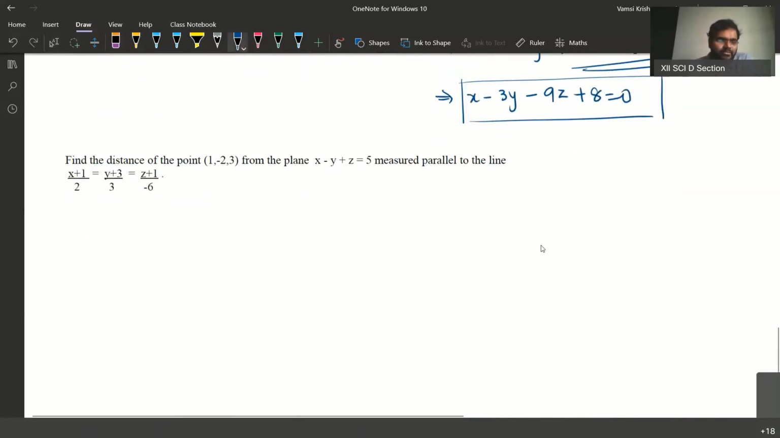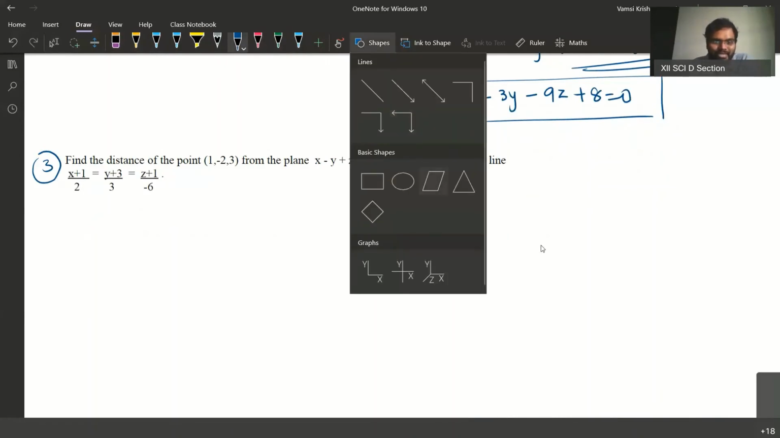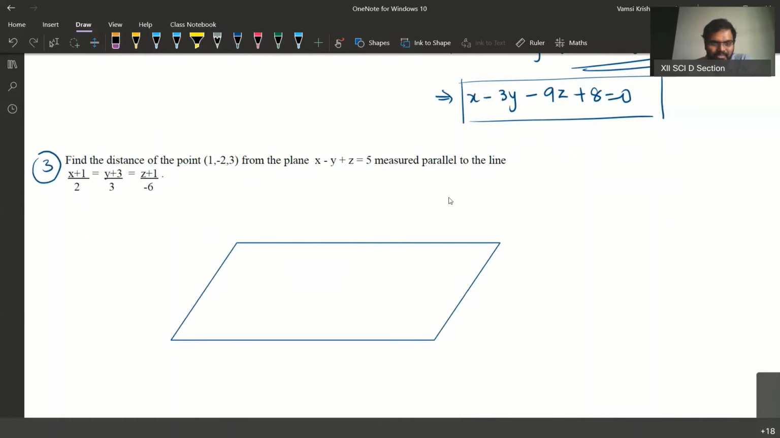All right, third question's solution now. As I said, I'll only help you, not give the solution. So you have a plane, some plane, and you're asked to find the distance of the point 1, minus 2, and 3. Okay, there's a point 1, minus 2, and 3. Distance of the point from the plane, call this plane as x minus y plus z is equal to 5, measured parallel to the line.